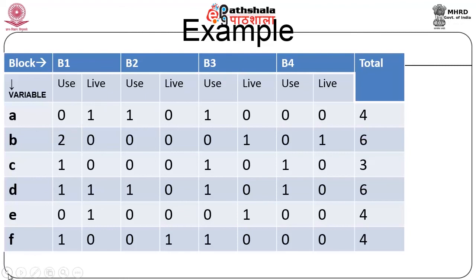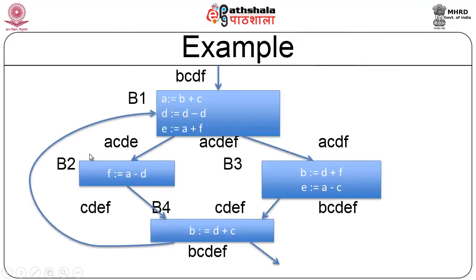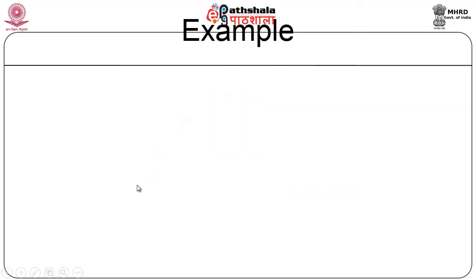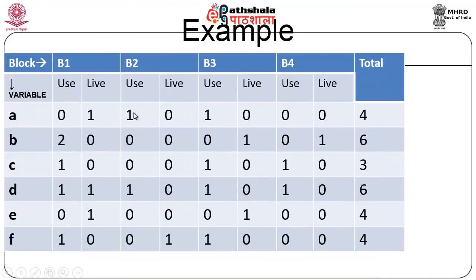So in block B2, let us take this example. In block B2, A and D have one use each and F is supposed to be live. So in block B2, A and D are used and F is supposed to be live.